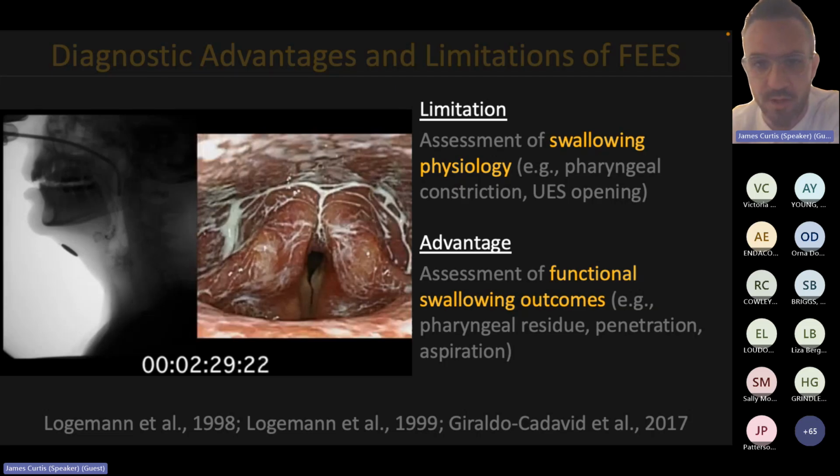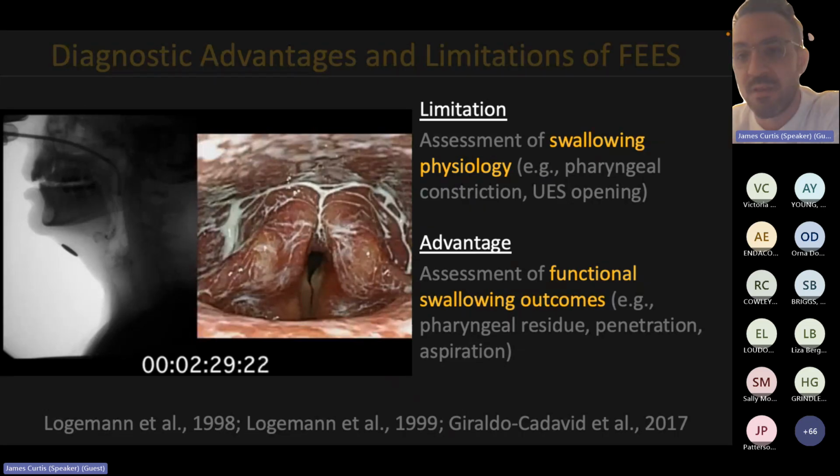Neither FEES nor fluoro assess pressures. We can say someone has a weak swallow, but we should not be saying something like that because we haven't measured pressures. The gold standard to look at swallowing pressures is pharyngeal manometry or esophageal manometry, right? I would say video fluoroscopy is probably the gold standard if we're trying to look at oropharyngeal swallowing kinematics. It doesn't see everything, but it's the best tool that we've got, I think.